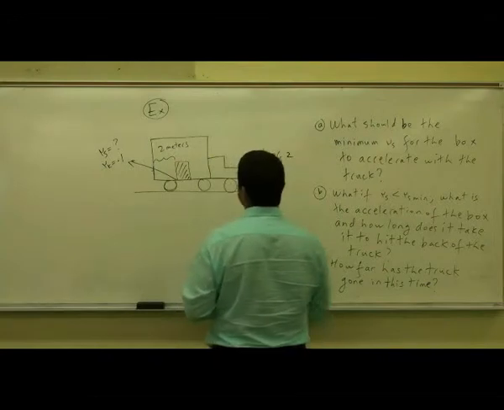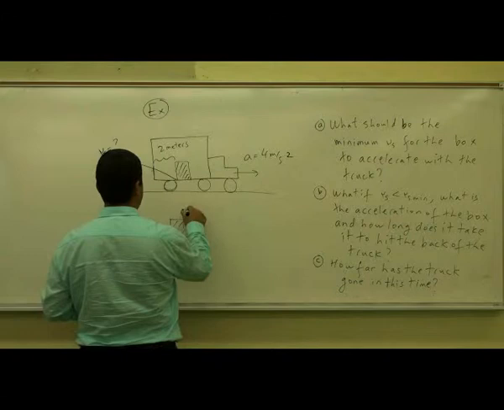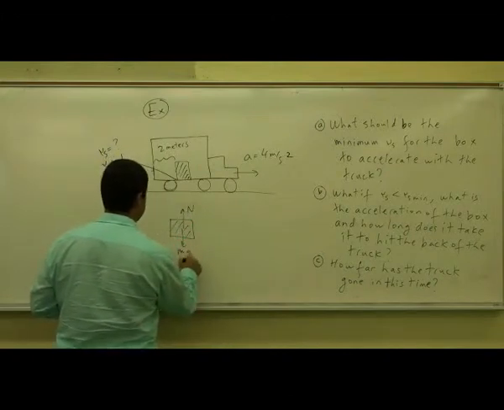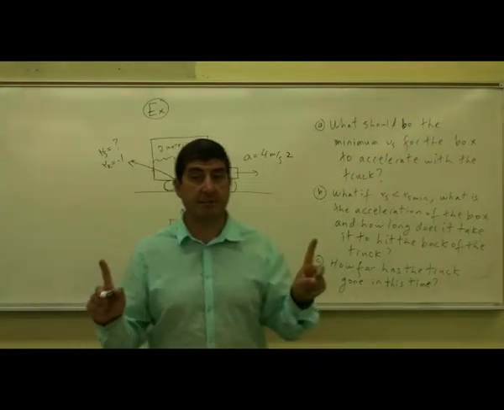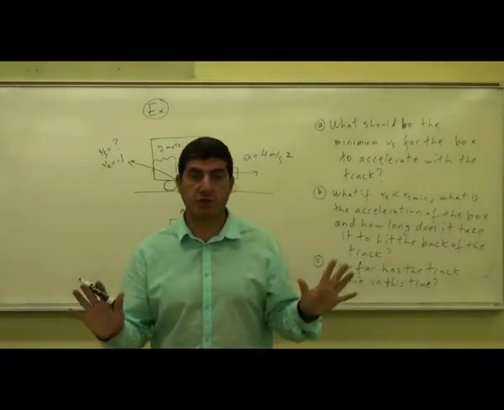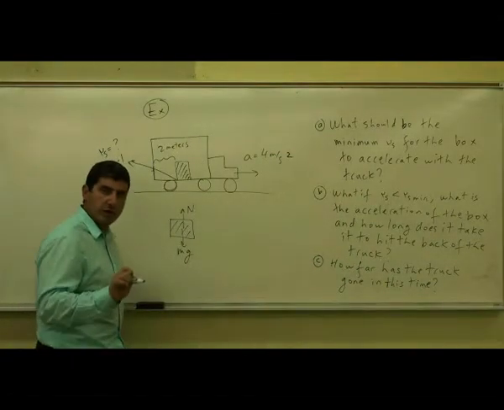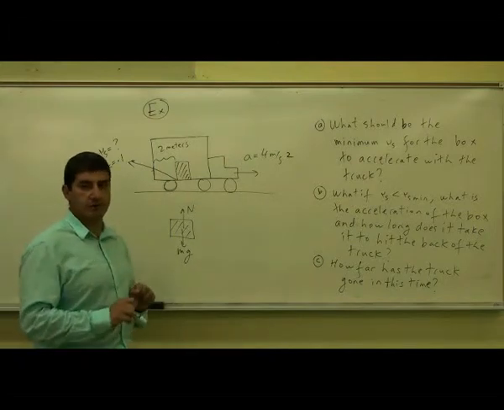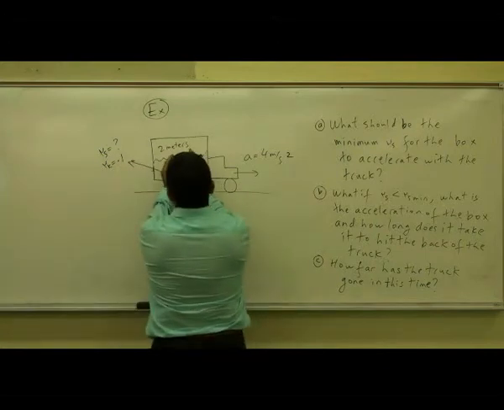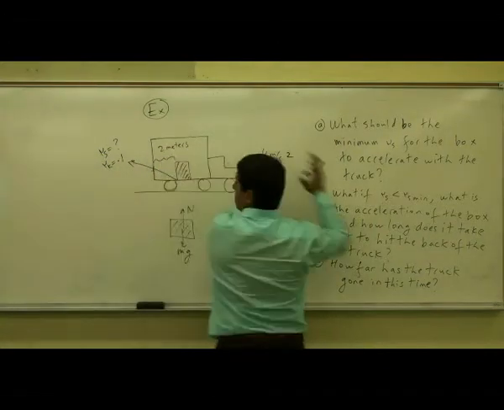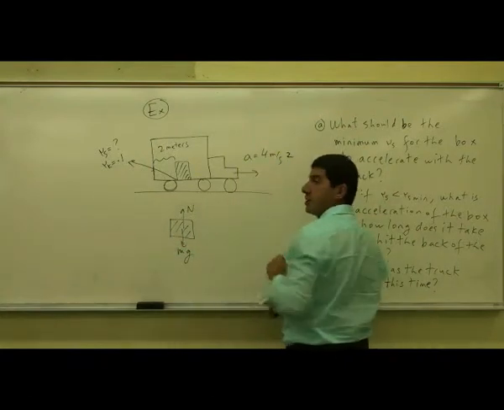So let's analyze the forces on the box. We have the normal force, we have mg. And notice it didn't tell us the mass of the box. The problem doesn't need to give us the mass. Now it's interesting here, in this kind of situation, which direction is the friction force? Well, the natural inclination of the box is to stay in place. It doesn't want to accelerate with the truck. So the friction force is in the direction of the acceleration of the truck.